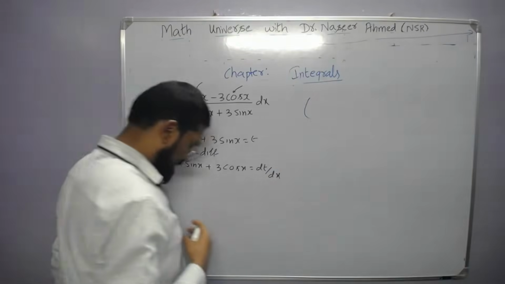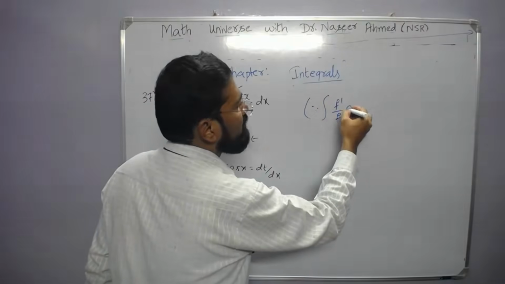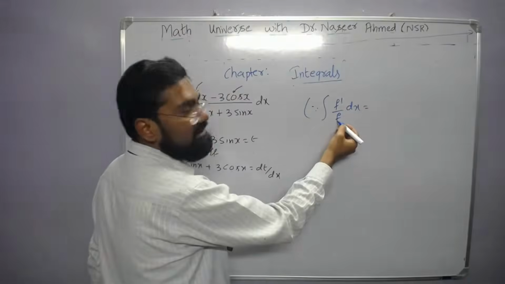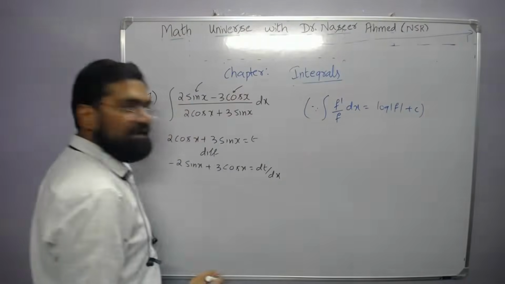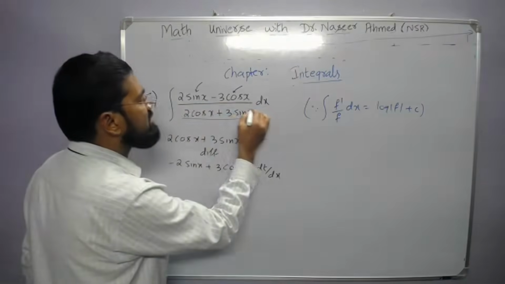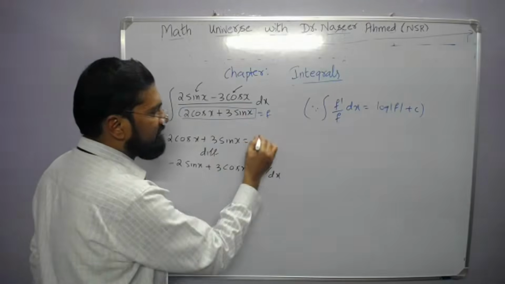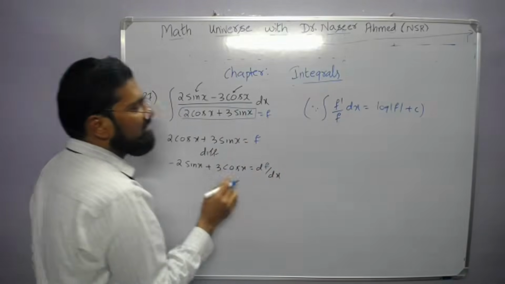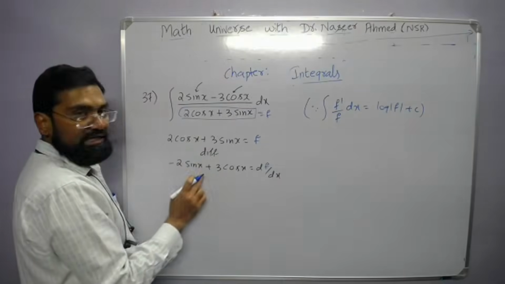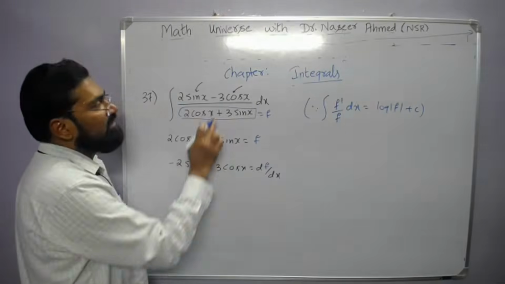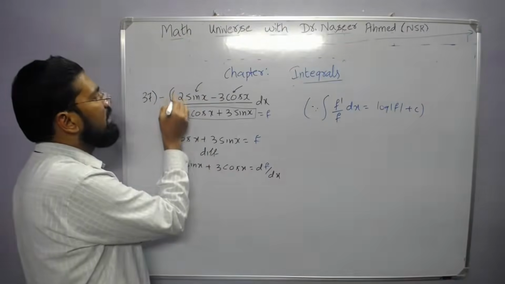The formula is f dash by f. Whenever you want to integrate derivative by the function, it is always log of mod f plus c. But when you see here, the derivative of this, which I take as f, is df by dx. But you see minus 2 sin x is there, but here we have plus 2 sin x. Here we have minus 3 cos x, but we have plus 3 cos x. No problem. I can give one minus here and I can change the sign.